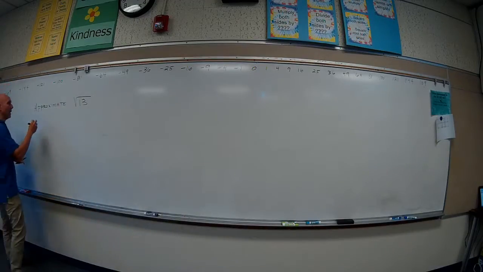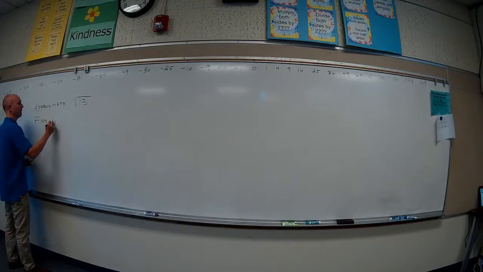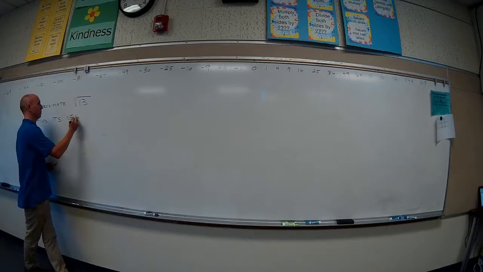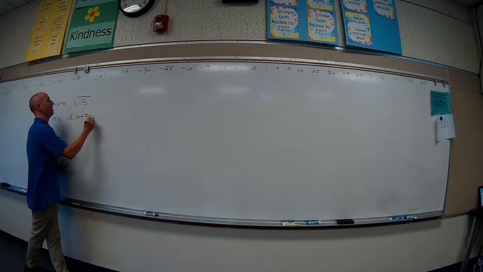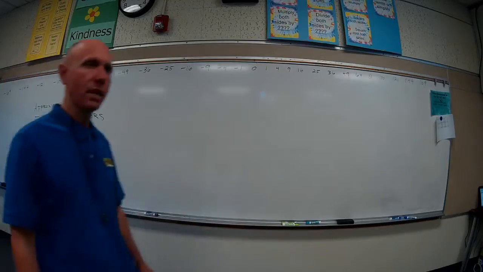So let's find its neighbors. Write this down: find its neighbors. Approximate the square root of 13, and we're going to start by finding its neighbors. So write down, find its neighbors.